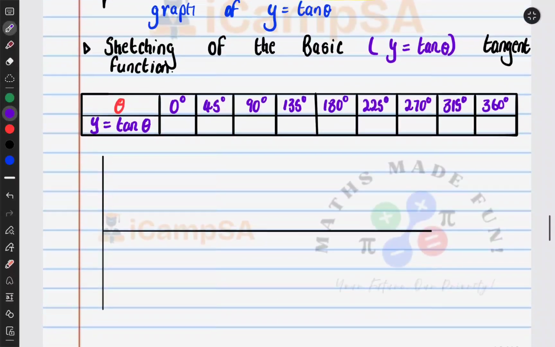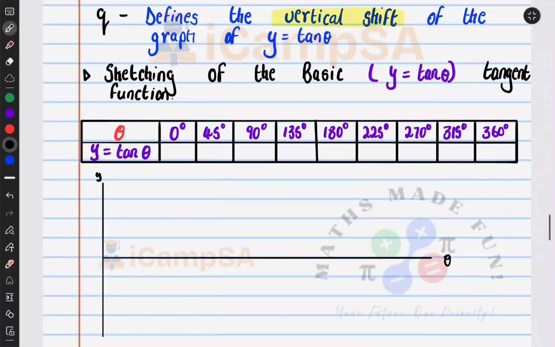In order to sketch the function, we have the table there. We have to fill in the table, and here this is our y versus theta axis. So we go to our calculator. Let's complete the table. Make sure that you set your calculator to degrees to find the corresponding y values. That is the small d that you will see on the top of your screen. Then you simply punch tan 0 degrees, which gives us 0.